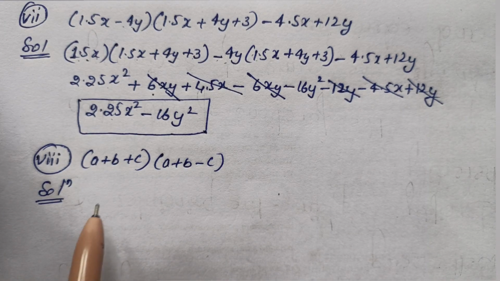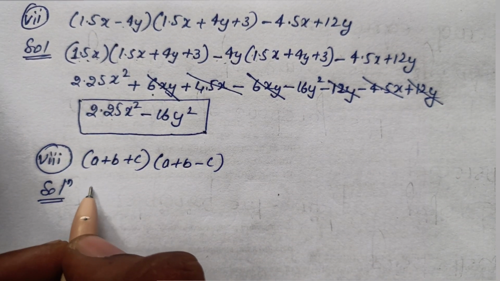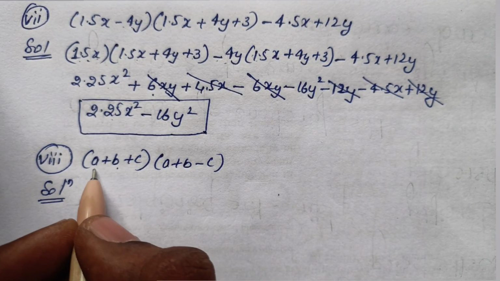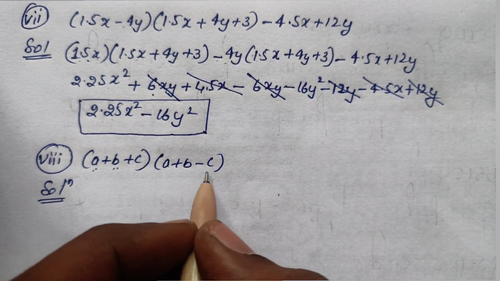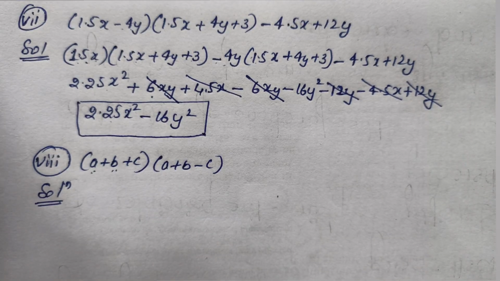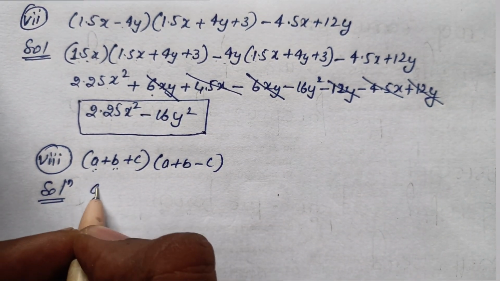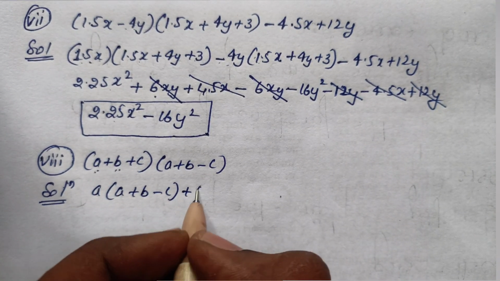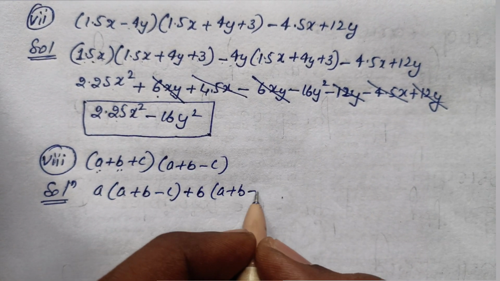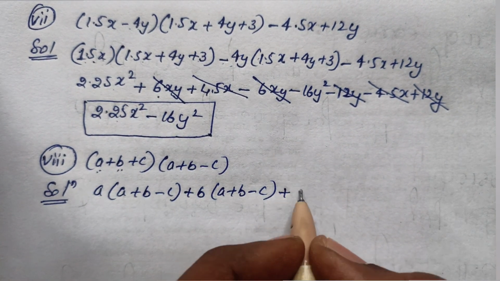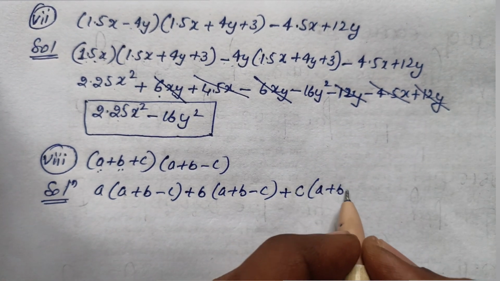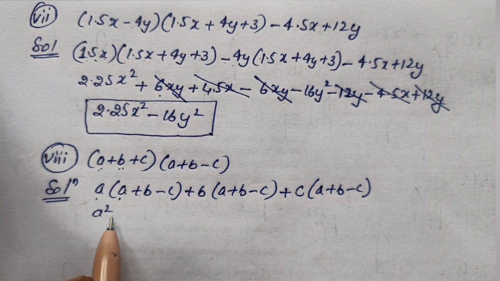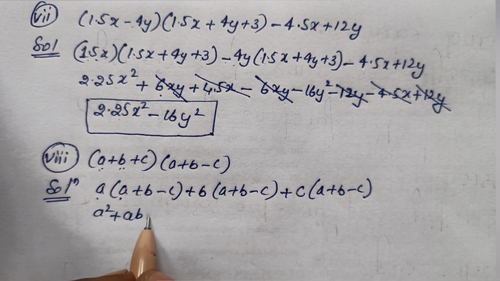Now let's see the eighth one. So (a + b + c) into (a + b - c). So we have to multiply this a with the entire term, b with the entire term, and c with the entire term. Here just write a into (a + b - c), plus sign as it is, b into (a + b - c), and as it is, c into (a + b - c), sign as it is, a into b is ab.